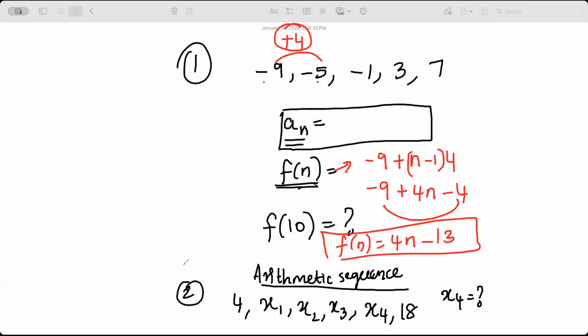Now there's a second question. This is a critical thinking question. Based on your conceptual understanding, you should be able to find this. If you really understood the arithmetic sequence, you can answer this. Can you try? 4, there is an arithmetic sequence. That means each of the terms differ by the same number. 4, x1, x2, x3, x4 and 18. I want what is x4.